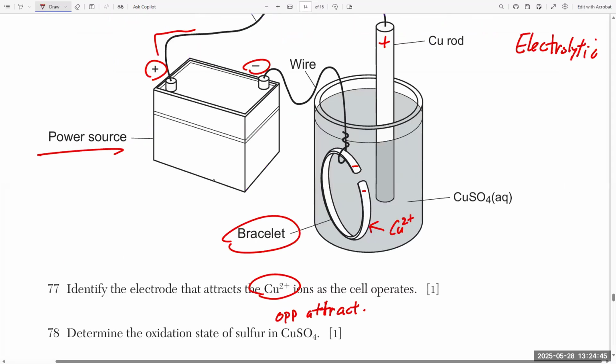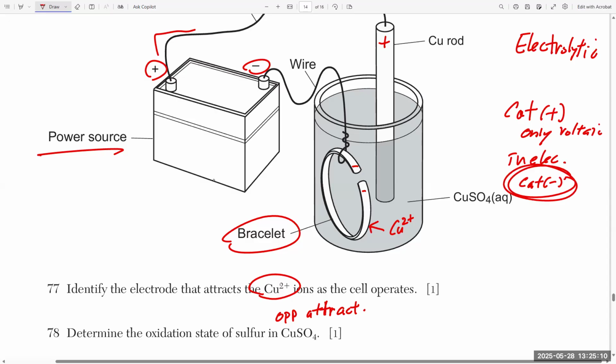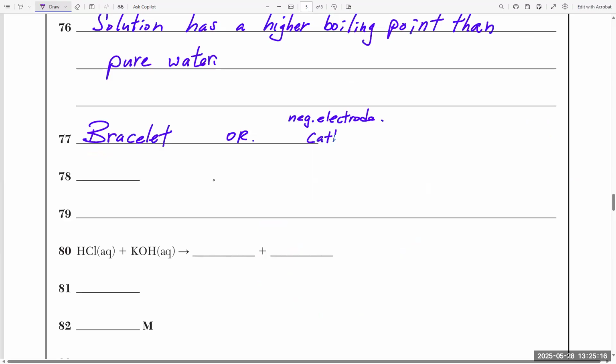What else can we say? Well, you can say anode cathode. I would advise against that because you might get a little brain fart and then say it the wrong way. Normally, cathode is positive, but only in what? Voltaic, right? Remember what happens? In electrolytic, cathode is now negative, right? So the negative bracelet would actually be called cathode. So you could also write cathode, but like I said, I would not try to use the word cathode because of that, because it flip flops, right? Let's go to 78.